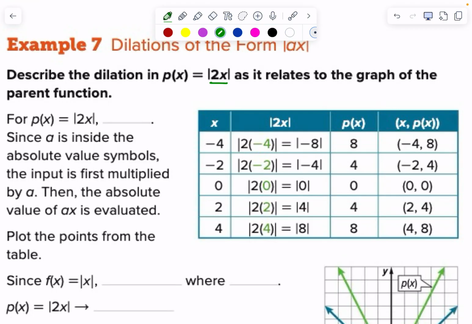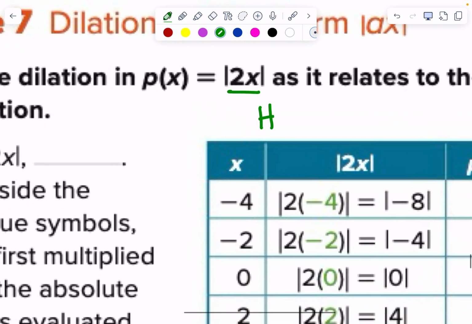Now, this one, the 2 is inside. Okay, and whenever he's inside, you have to do something weird, right? This one's going to be horizontal, but before we decide, we have to flip him first, right? The flip of 2 is 1/2, yeah? And 1/2, if I'm multiplying by 1/2, is that stretching or compressing? That is compressing. So horizontal compression by 1/2, okay?